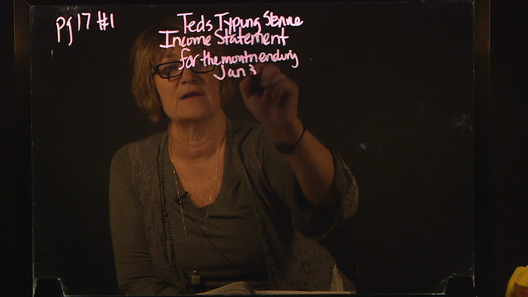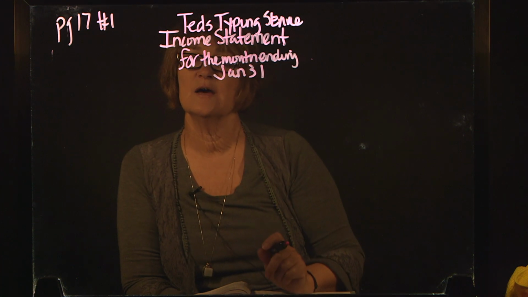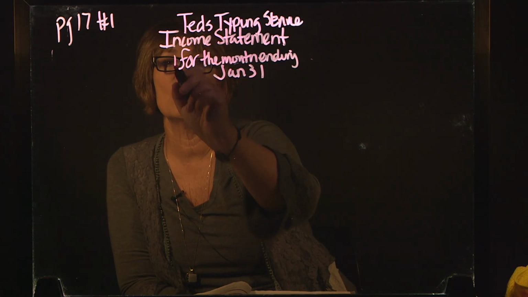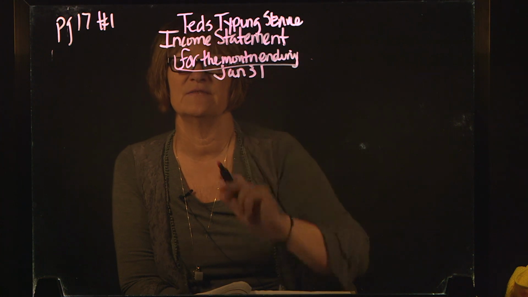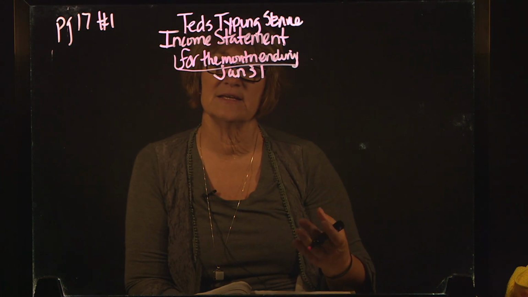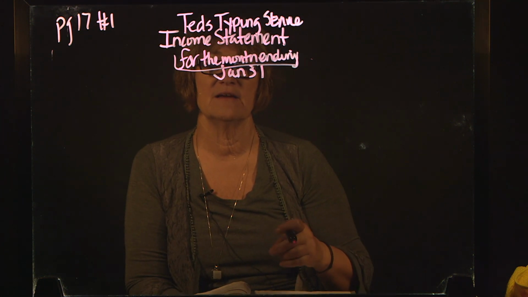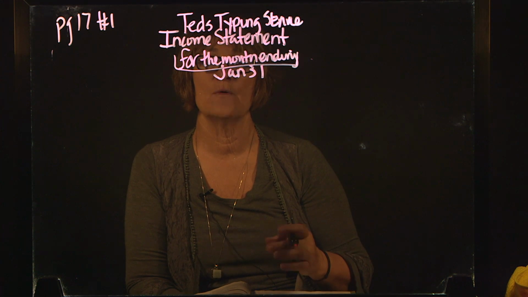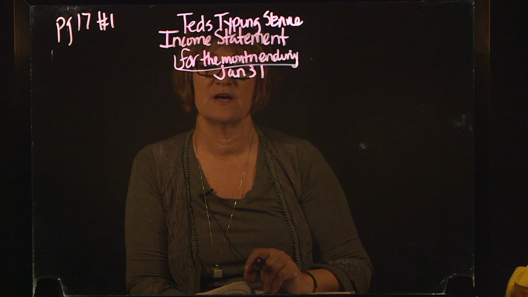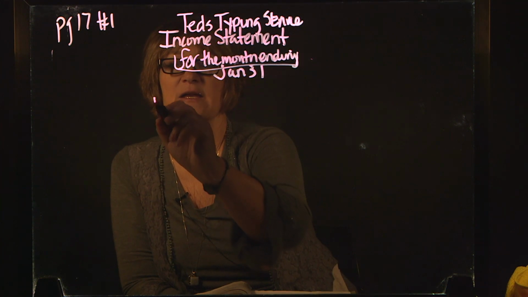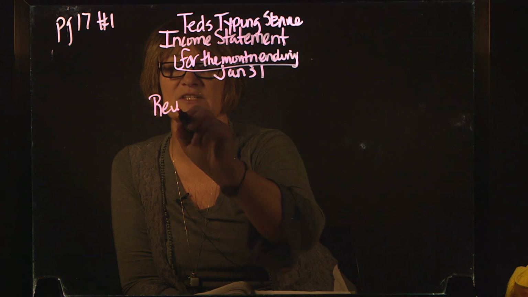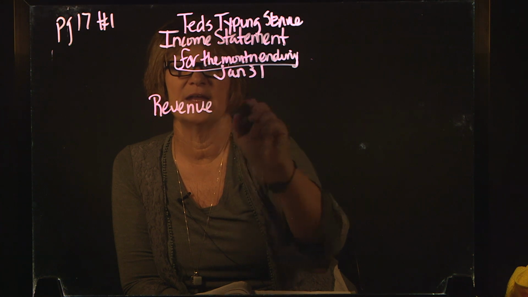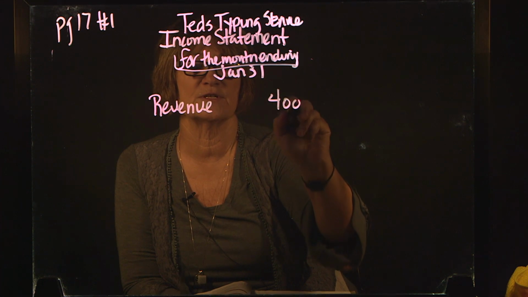January 31. For the income statement, it's always for what we call a period of time: for the month ending, for the 3 months ending, for the 6 months ending, for the year ending. It's always for a period of time. The first line item here on the income statement is going to be revenue, and in our case, it was $4,000.